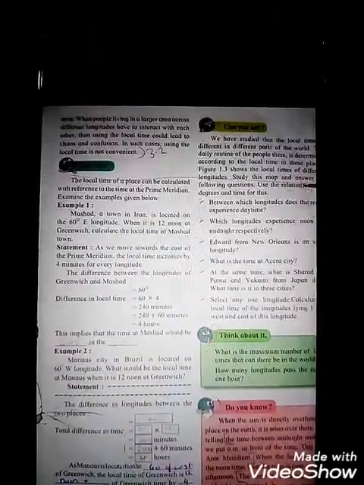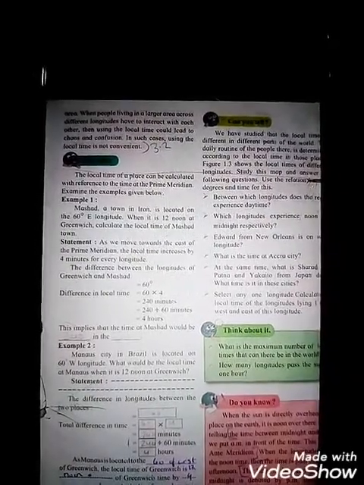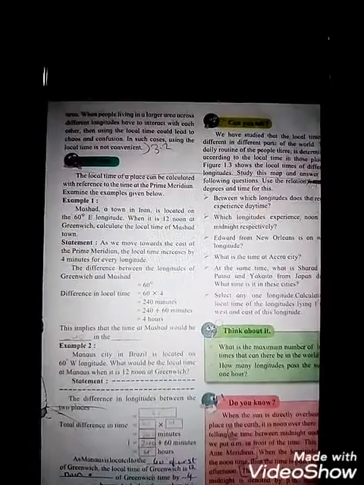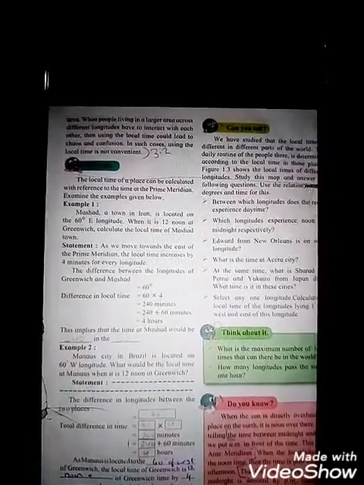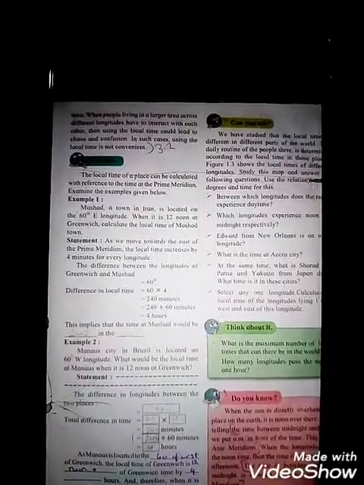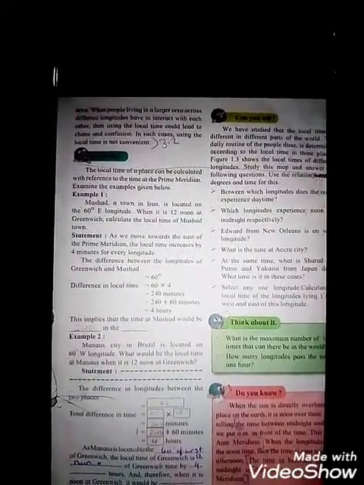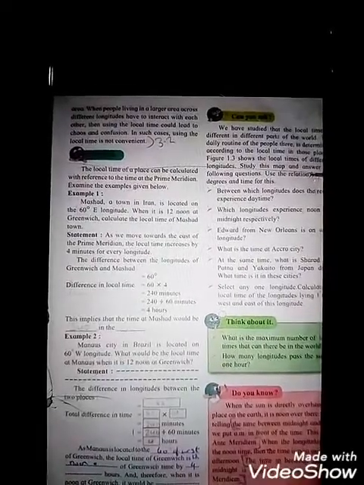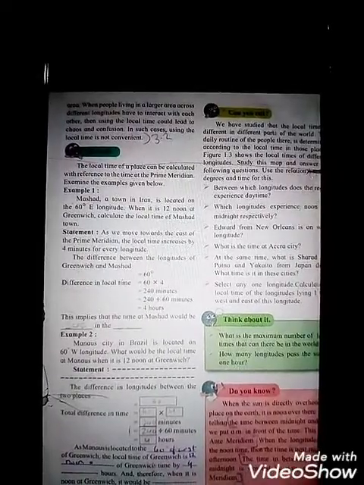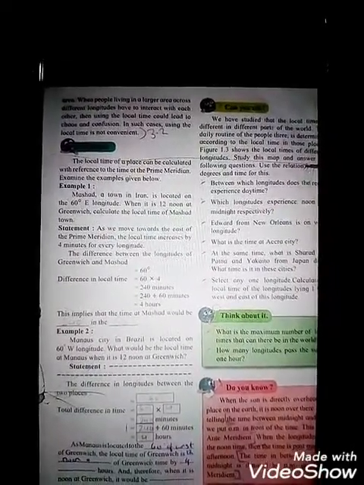People living in a larger area across different longitudes have to interact with each other. Then using local time could lead to chaos and confusion. In such a case, using local time is not convenient. Local time is different in different places, and it will create chaos and confusion.